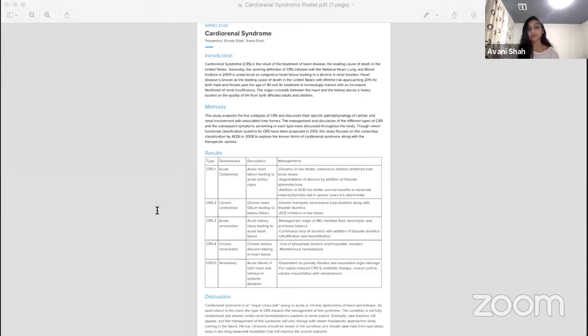As specialists learn more about this condition in the future, new theories will appear, leading to more useful and efficient managements for this syndrome. Because of this, clinicians should be more aware of the condition and seek help from specialists regarding the treatments for CRS.